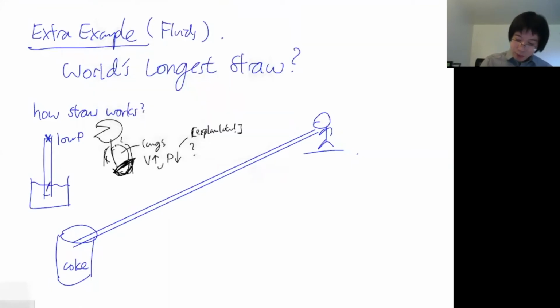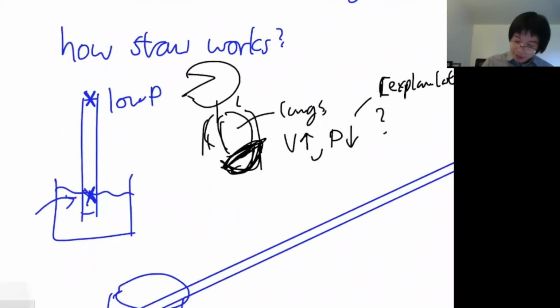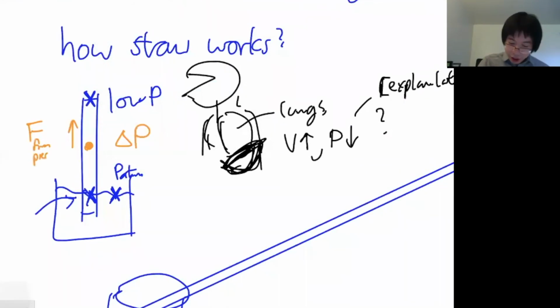And then what is the pressure over here? The pressure here is atmospheric pressure, right? Because if you zoom in, this point is at atmospheric pressure. So if you increase the lung volume, you will create a pressure lower than atmospheric pressure. And remember, things go from high pressure to low pressure. So there will be a pressure gradient, and you will create a force due to that pressure gradient, from delta P.